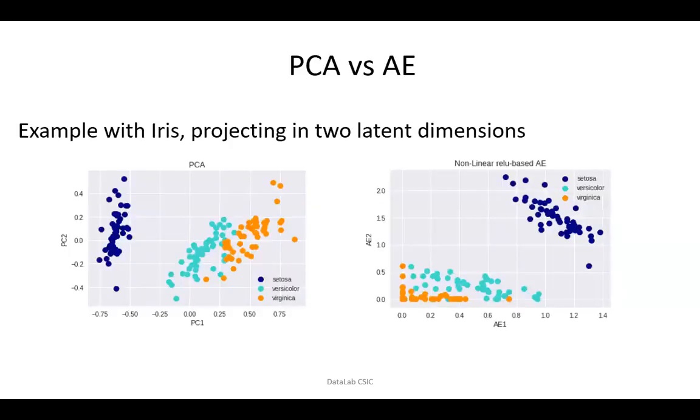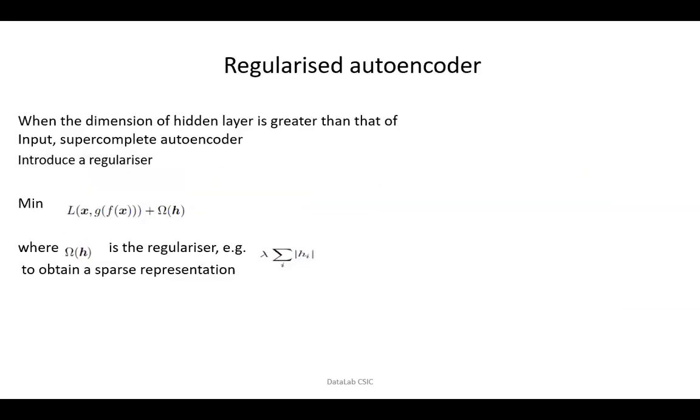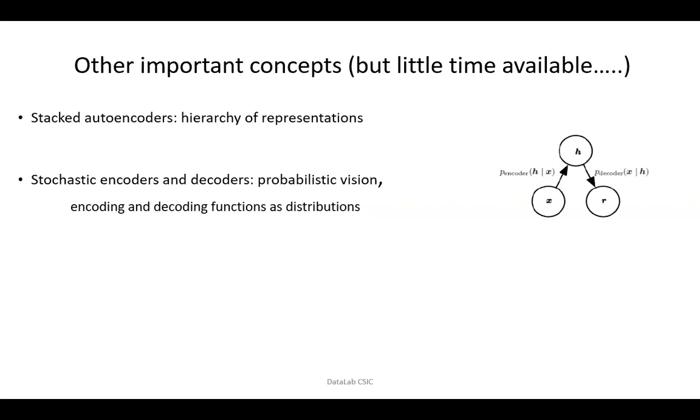So that's an example, a sort of classical example, and a comparison of the kind of pictures that you get when separating PCA and autoencoder. You get regularization examples. Another important concept, we have little time available, but we'll do this in the sort of Bayesian continuation of this. Actually, we have seen this one, like stacked autoencoder.